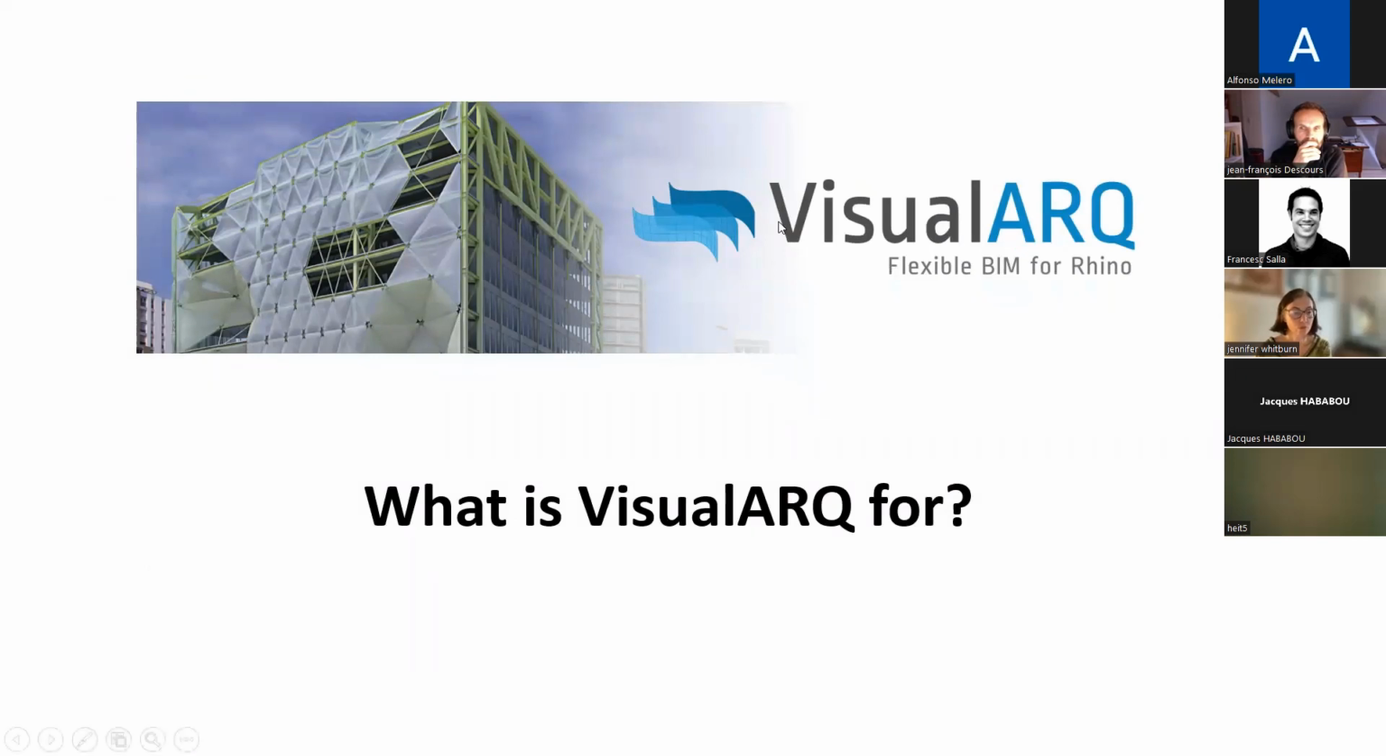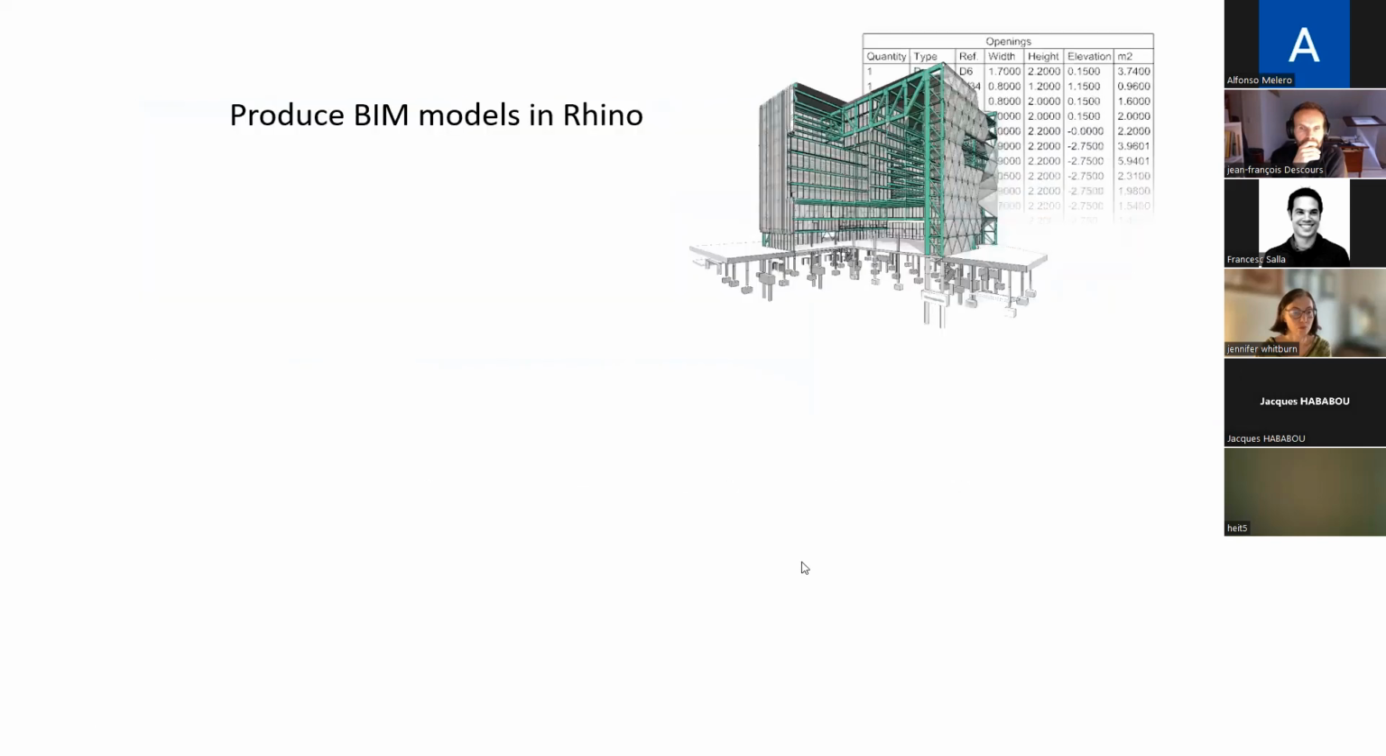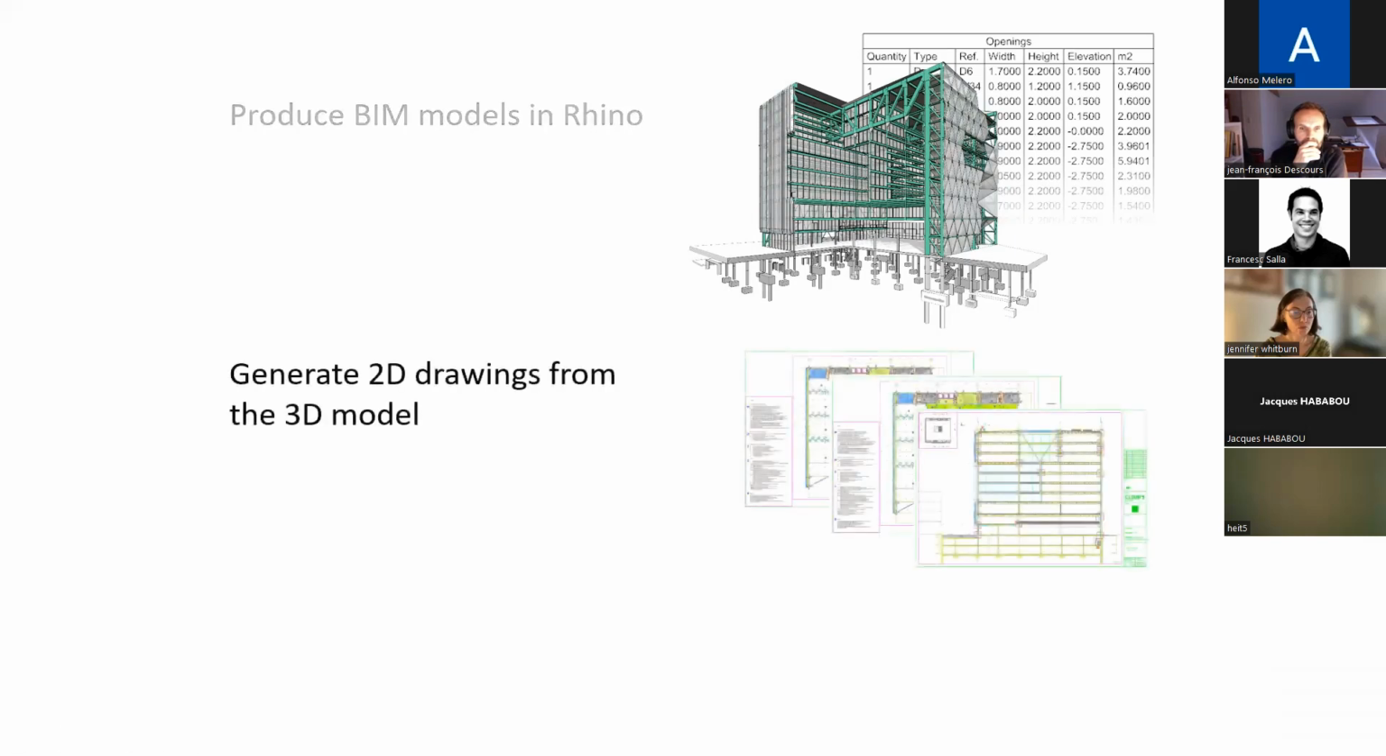So what is VisualARQ for? I'm going to highlight the three main purposes of the program. First, the aim of VisualARQ is to produce BIM models inside Rhino. As you may know, Rhino itself is not a BIM software, but thanks to VisualARQ, we can make it a BIM software, with the tools that VisualARQ adds to Rhino.